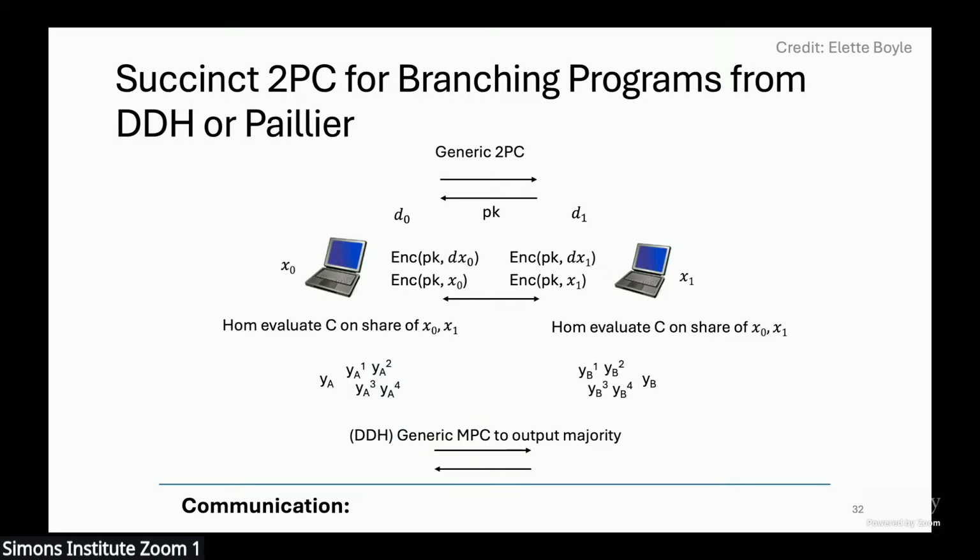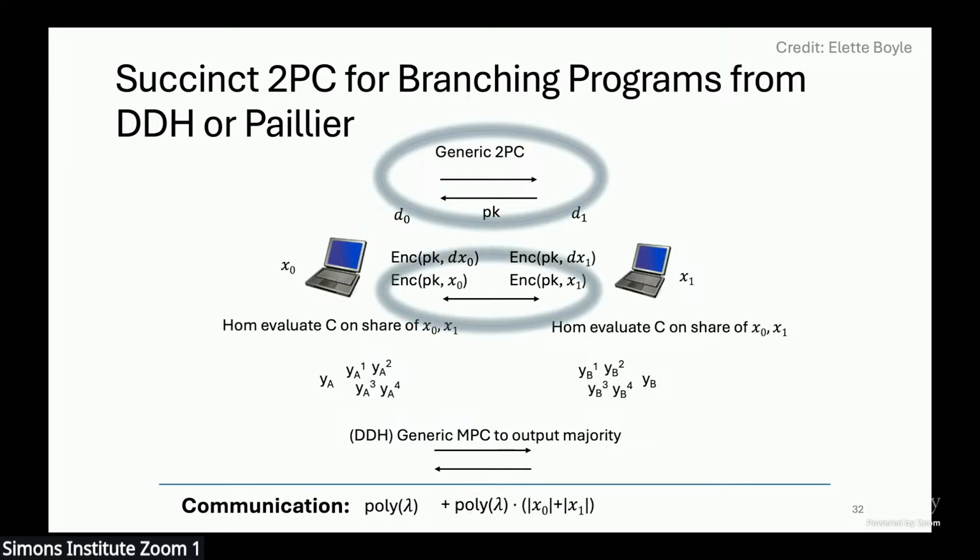Okay, so how does this look in terms of communication? The setup phase is going to be some polynomial in lambda, independent of the function. The input sharing phase has some multiplicative overhead in the input size, proportional to the security parameter, because we're working with these ElGamal ciphertexts or Paillier ciphertexts. And then in the output phase, at least for DDH, we have another poly lambda blowup caused by running this MPC protocol to output the majority. With Paillier, we can avoid this poly lambda blowup in the output phase and directly get something only proportional to the length of the output.